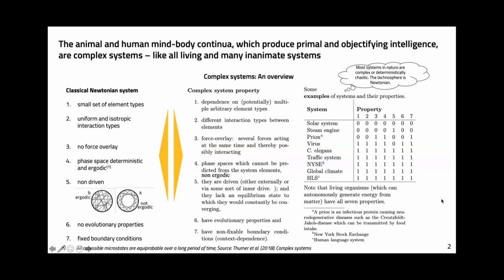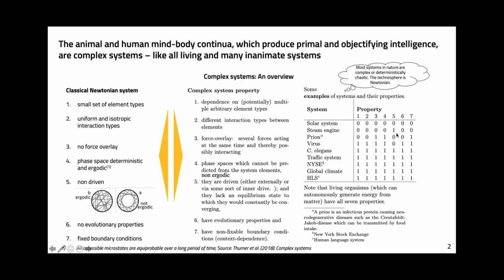So let's look at some examples. We have those 7 properties of complex systems. And the solar system has none of these properties because it's not a complex system. The steam engine has one property: it is driven. However, to reason about the steam engine, in many ways you can abstract from its drivenness. So, for example, the velocity of the steam engine, if it's used to drive a train, is proportional to the pressure that it builds up, and so on.